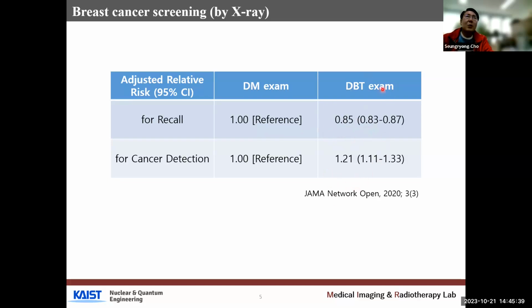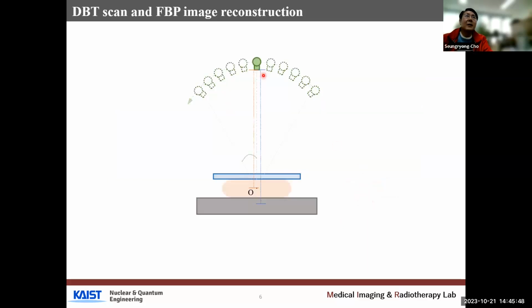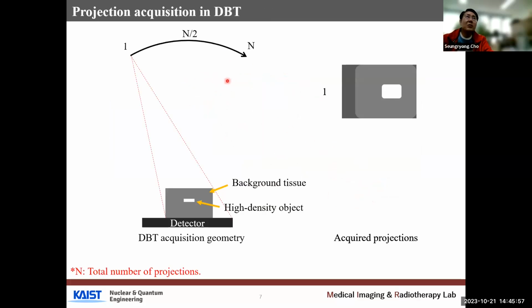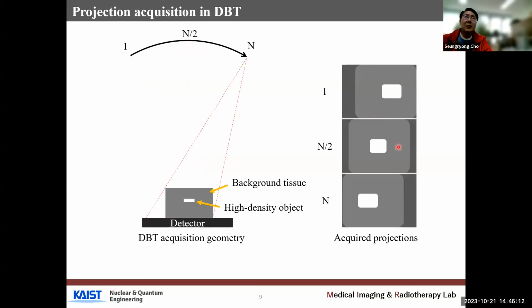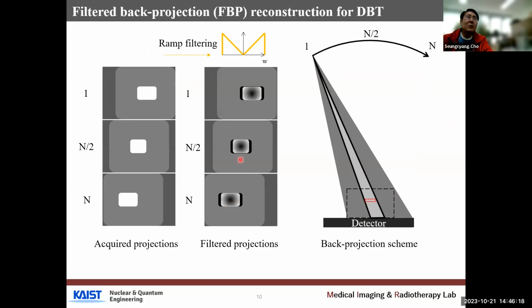So DBT is being used more and more for diagnostic or screening purposes in women's breast imaging. Again, the X-ray source moves around, taking projections in a limited angle. Conventional image reconstruction algorithms are based on filtered back projection. As you can see, from a certain source position you can acquire the projection data, as in the example shown here. And if you move the source position around, you can get the image accordingly. And using these acquired projections, what we typically do is apply ramp filtering.